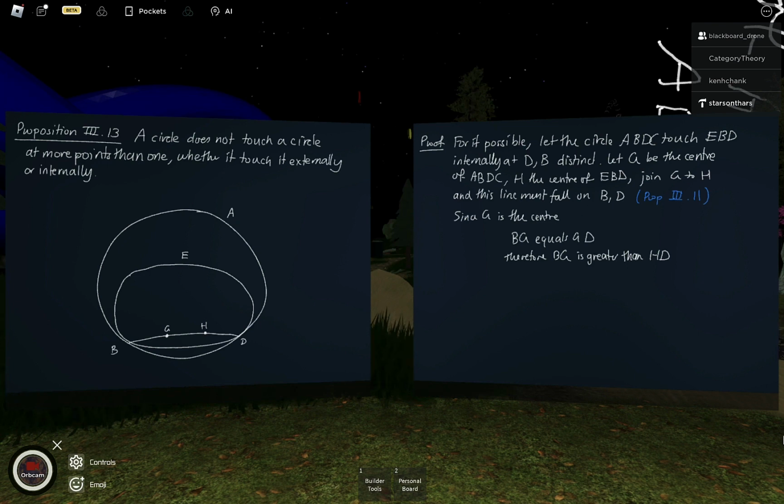Okay, back to the argument. Therefore, BH is much greater than HD. I love it whenever Euclid says much greater. It just means using transitivity, right? So BH is greater than BG, which is greater than HD. So BH is greater than HD. And since H is the center, this is a contradiction.